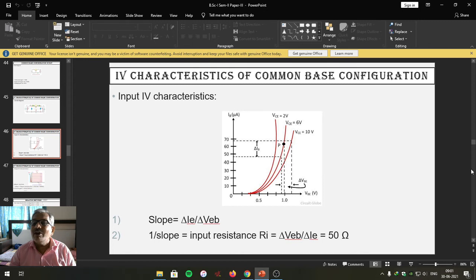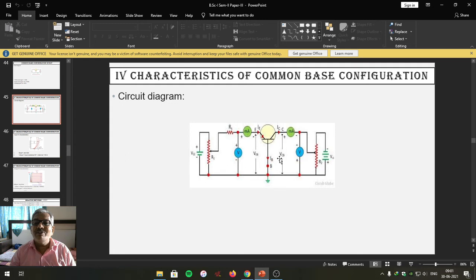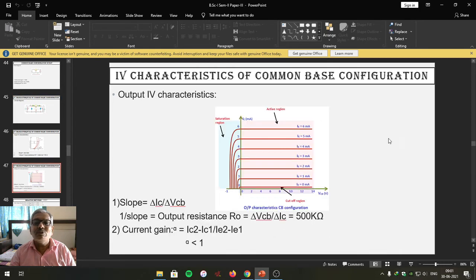Now let us shift to the output characteristics. To plot the output characteristics, we have to keep the input current IE constant and then plot the graph of IC versus VCB. By using input potentiometer, keep IE constant. By using output potentiometer, vary VCB and note down IC. And then plot the graph of IC versus VCB. That is going to give you the output characteristics.